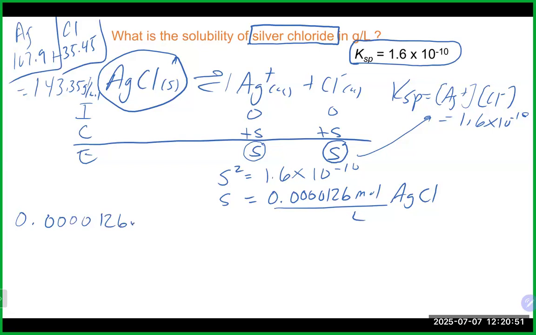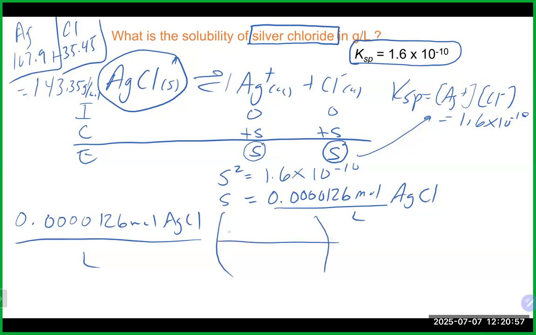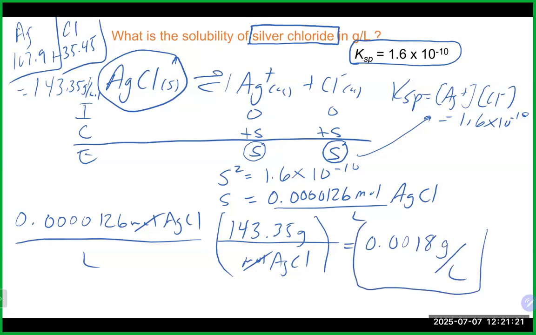0.00000126 moles per liter. We're in this case going to multiply by the molar mass from the periodic table, 143.35 grams per mole for our silver chloride. Moles are going to cancel. And in this case here, we're going to end up with 0.00, call it 18 grams per liter.